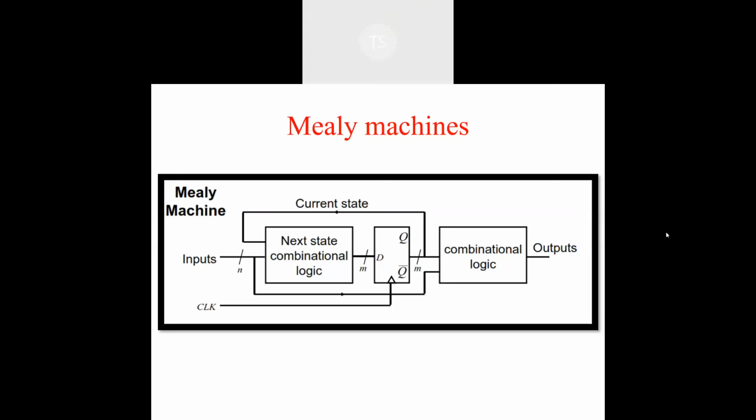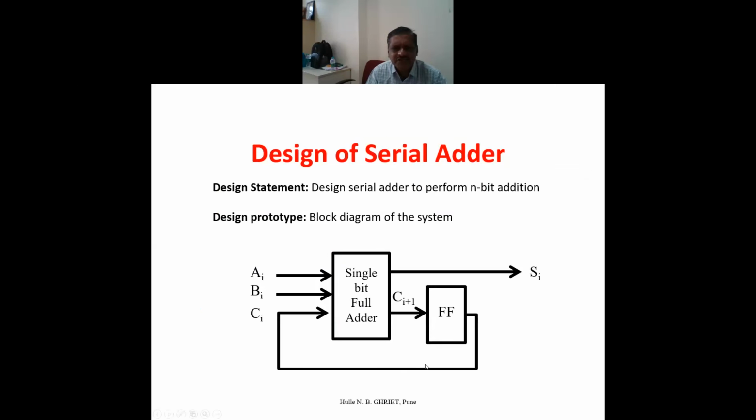In the Mealy machine, the output depends on two things: one is the present state of the machine and the other is the input of the system. And in the Moore machine, its output purely depends on the present state of the machine only. Is it right?